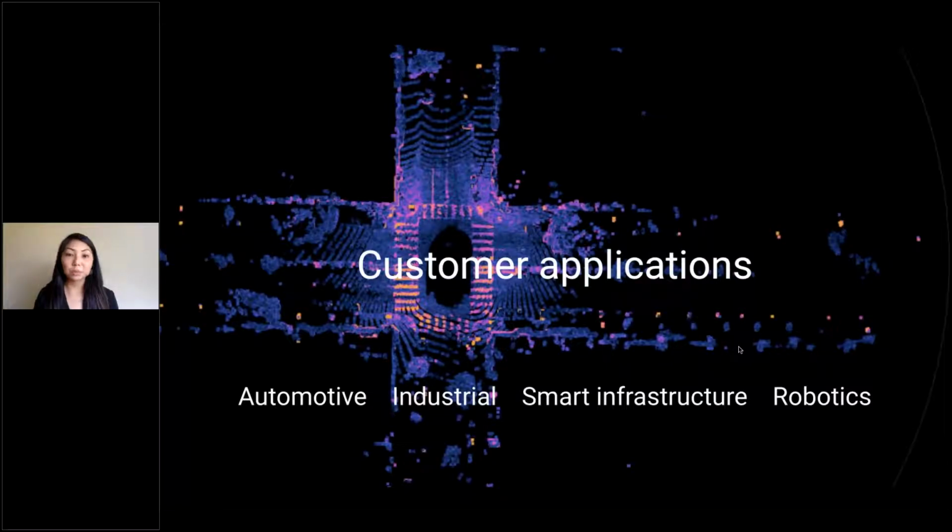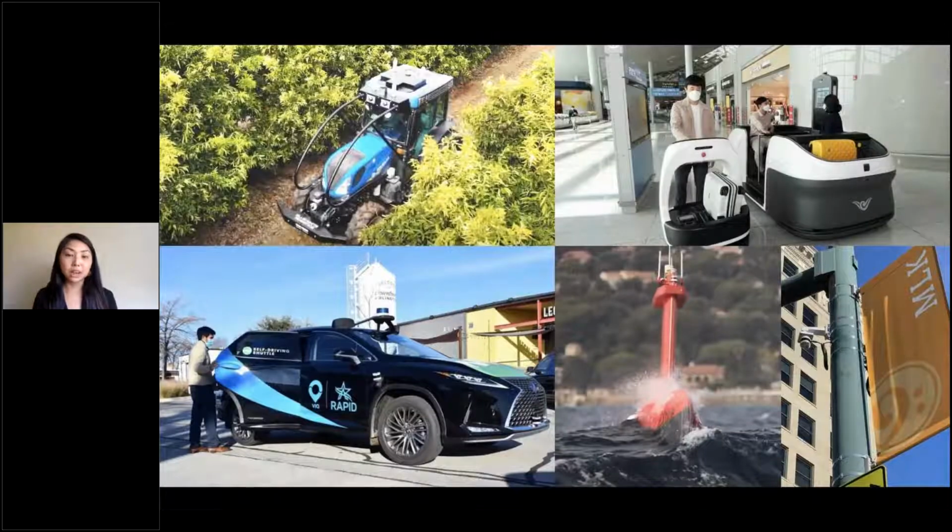So at Ouster, we're not only building digital LiDAR, but we're building the eyes of autonomy. And so today, we're going to be diving deeper into just how Ouster's digital LiDAR is enabling safer and efficient autonomy across our 4 markets: automotive, industrial, smart infrastructure, and robotics.